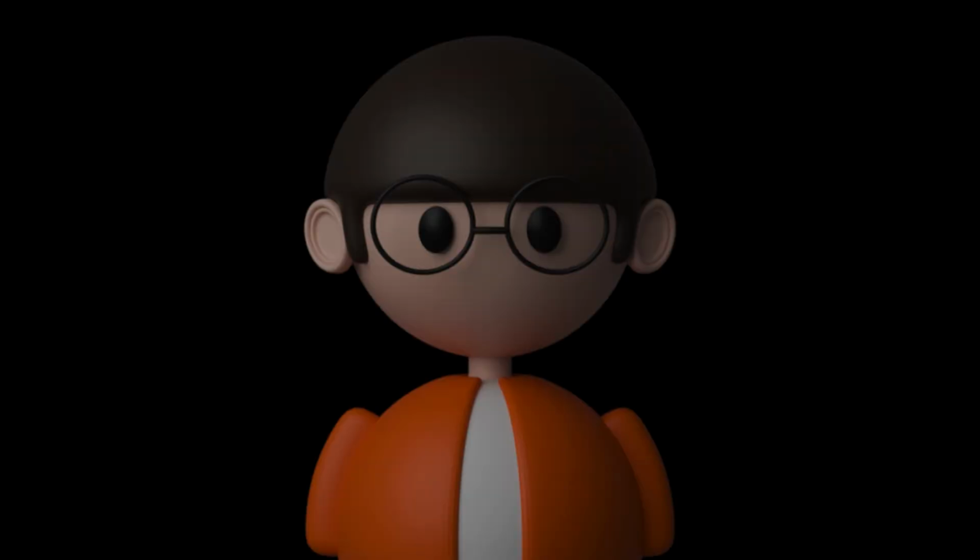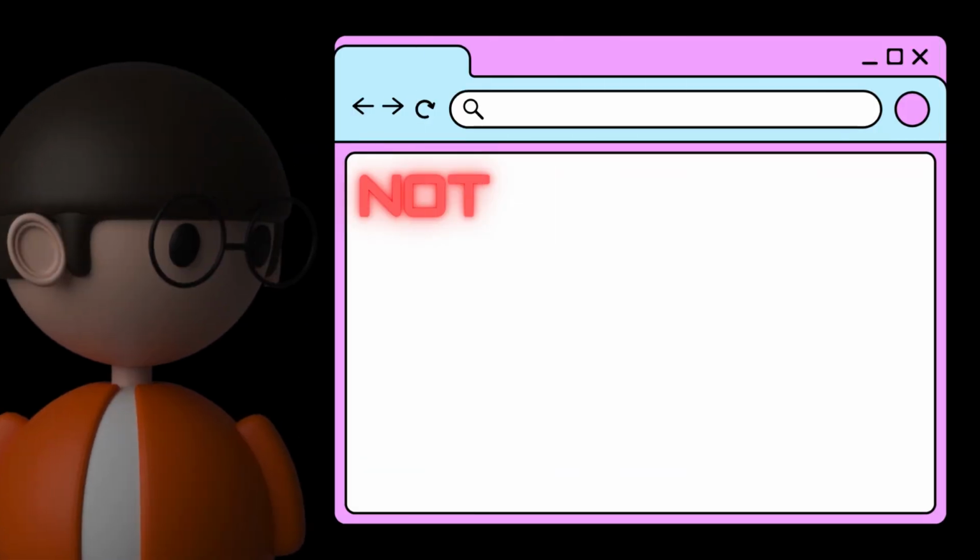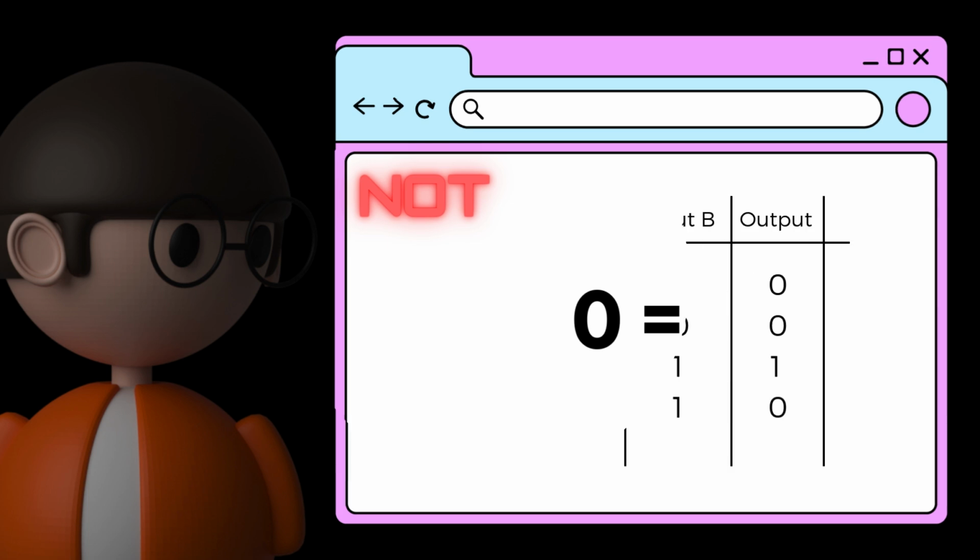The NOT operation is the logic operation that is used to reverse the value of a single operand. If the operand is true, then the result is false, and if the operand is false, the result is true.